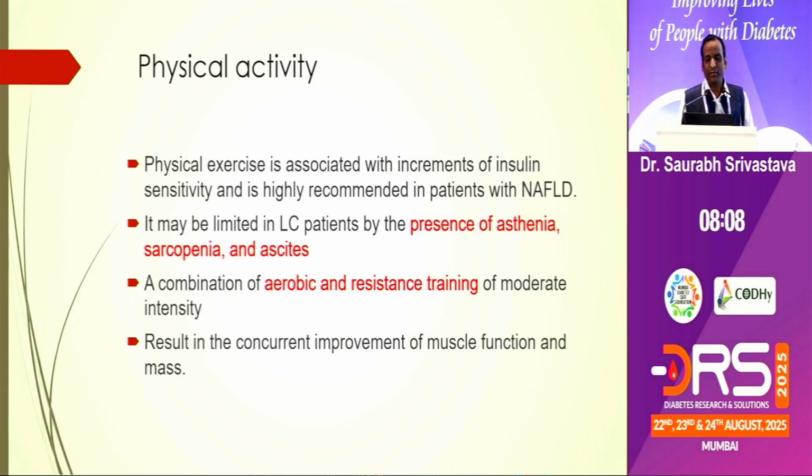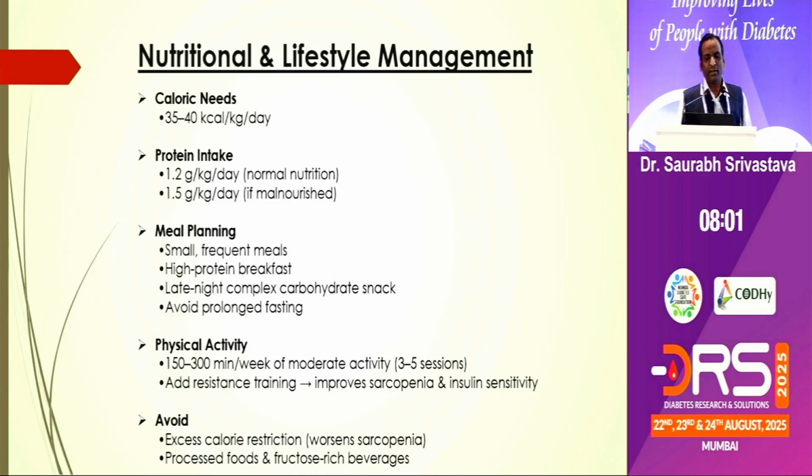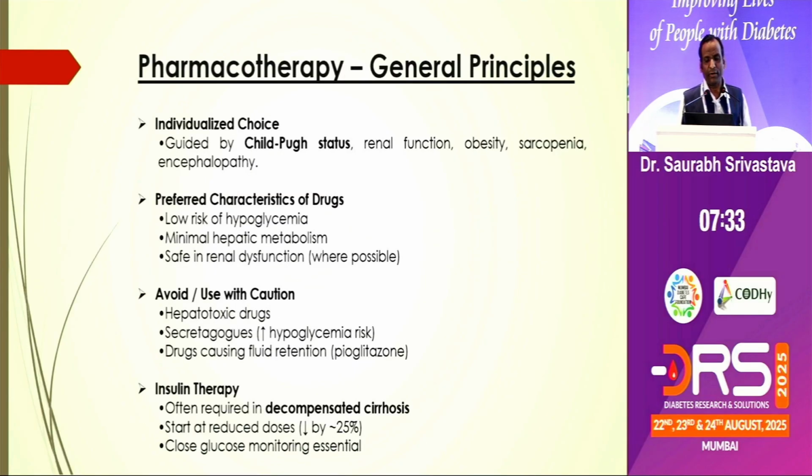Physical activity is very important because it is also recommended for NAFLD, and aerobic and resistance training exercises can be done. So, to summarize the lifestyle intervention, caloric needs is 35 to 40 kilocalories per kg per day, protein intake 1.2 gram per kg per day, and for sarcopenic or malnourished patients 1.5 gram per kg per day. Meal planning should be small, frequent meals, high protein, with a late night complex carbohydrate snack, and avoid prolonged fasting. Physical activity should be done, and we should avoid excess calorie restriction because it worsens sarcopenia, and processed food and fructose-rich beverages should be avoided.